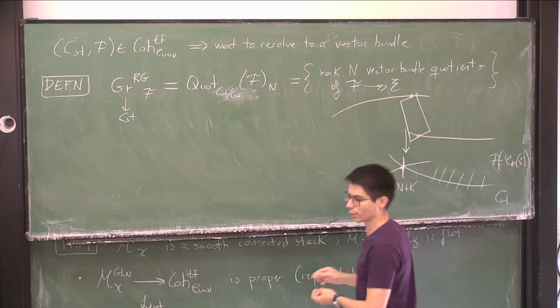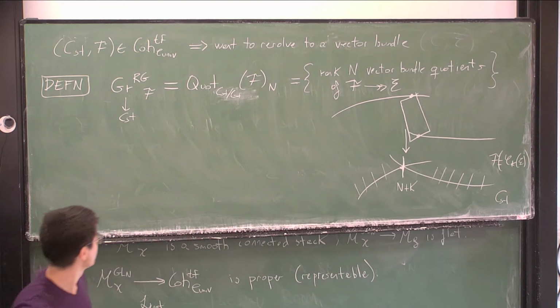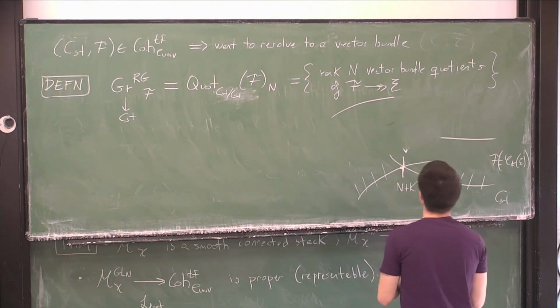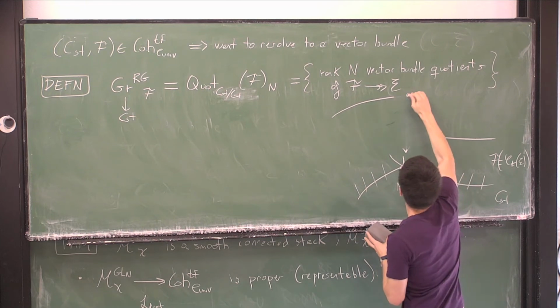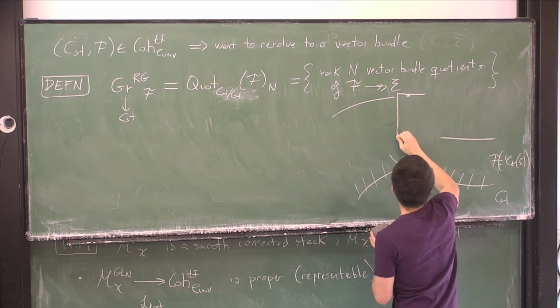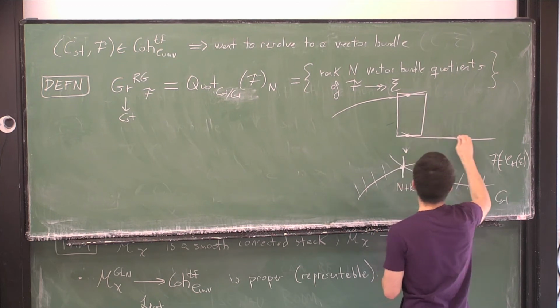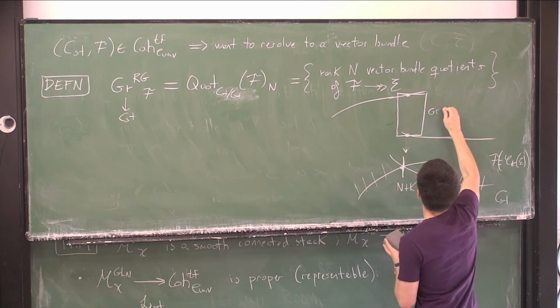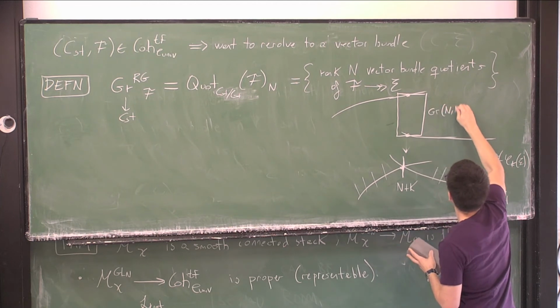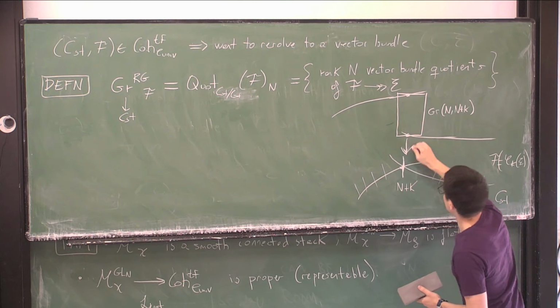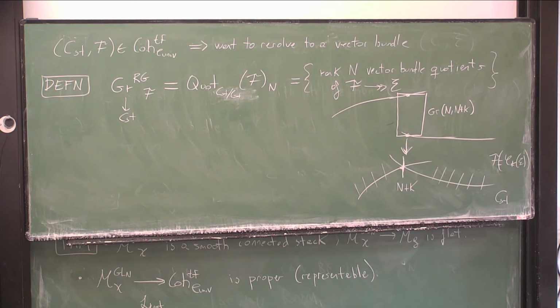Let me draw it a bit more. Rank n quotients of an n plus k vector space. That certainly is not trivial. So this is the functorial way of resolving these singularities. You take this space right here, and you're going to have a Grassmannian of n in n plus k. And this maps right here. So that Grassmannian is going to be contracted.